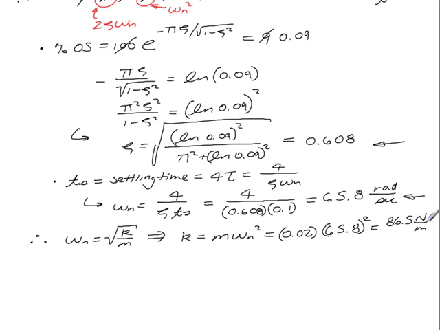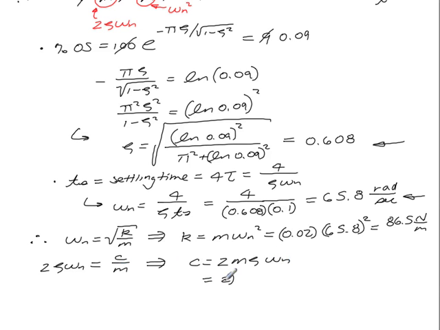So the printhead stiffness then, to meet our criteria here, must be 86.5 newtons per meter. Also from our normalized standard form differential equation, the 2 zeta omega n was c over m. So from this we see that c is equal to 2 m zeta omega n.